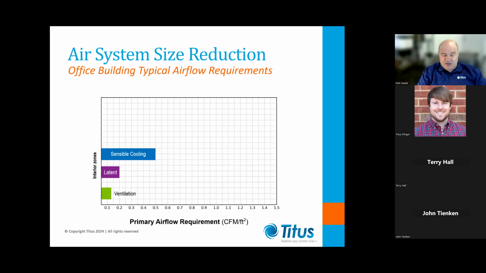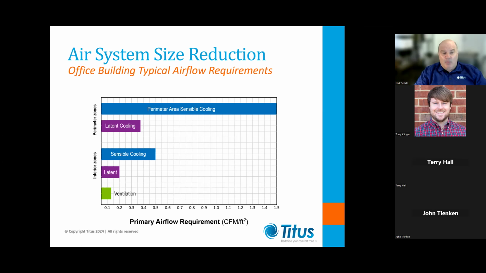Now, on the perimeter zones, because the loads are so much higher, we're going to need a lot more, particularly in southern climates like we have in Georgia. So we may need on the perimeter up to 1.5 CFM a square foot with a conventional VAV system, and a bit more for the latent cooling compared to the interior zones because of infiltration. So we may need somewhere between 0.3 and 0.4, something like that, for the latent cooling.